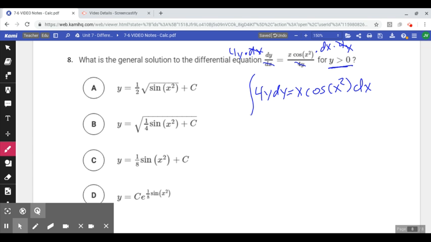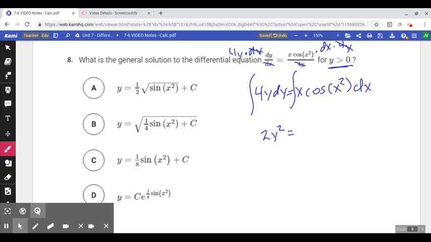So now we're going to integrate each side. If I find the integral of 4y, or the antiderivative of 4y, that's going to be 2y squared. If we find the derivative of 2y squared, we wind up with 4y. So it's a good double check to do in your head. On the right-hand side, we have a little bit of a trickier situation. So what we're going to do here, if you need to, is a little u substitution.